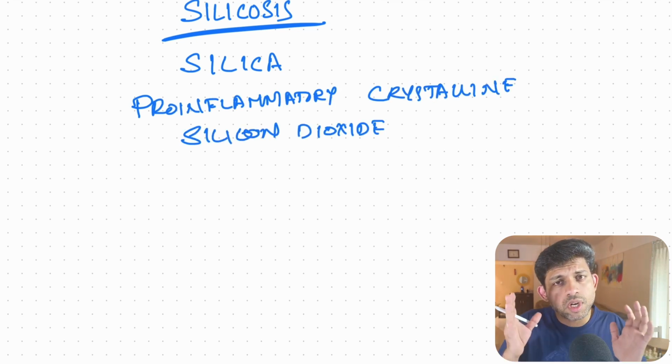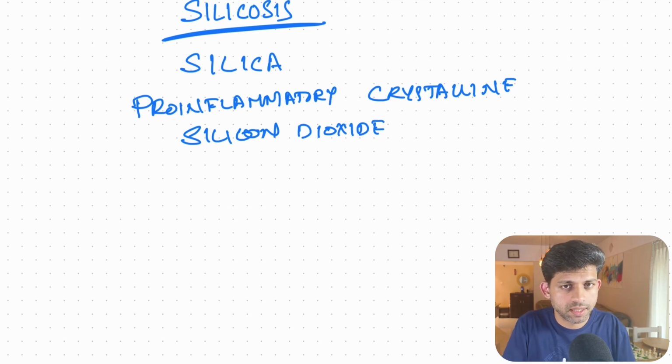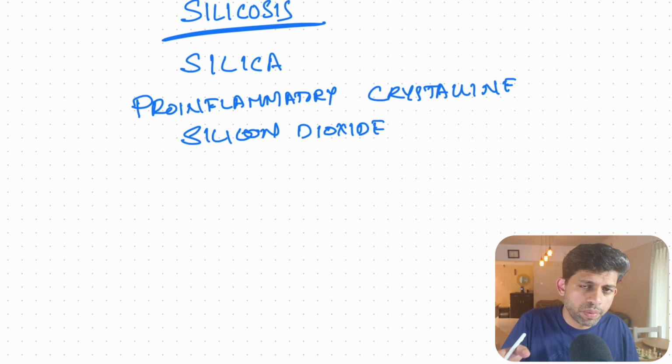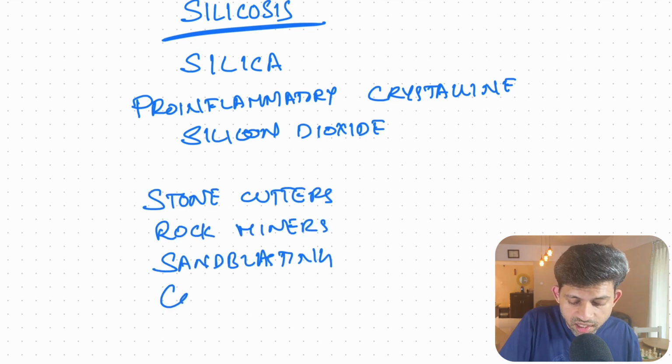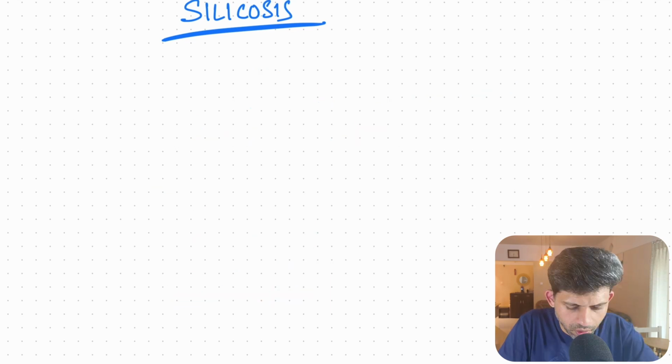Silica is one of the most abundant minerals in the earth. It's present all over. People who are exposed to freshly cut silica are more commonly affected, like stone cutters, rock miners, people who are involved in sandblasting, construction workers, etc.